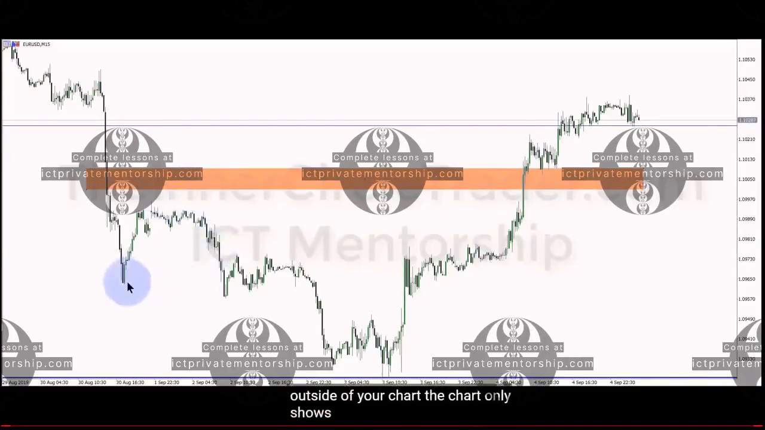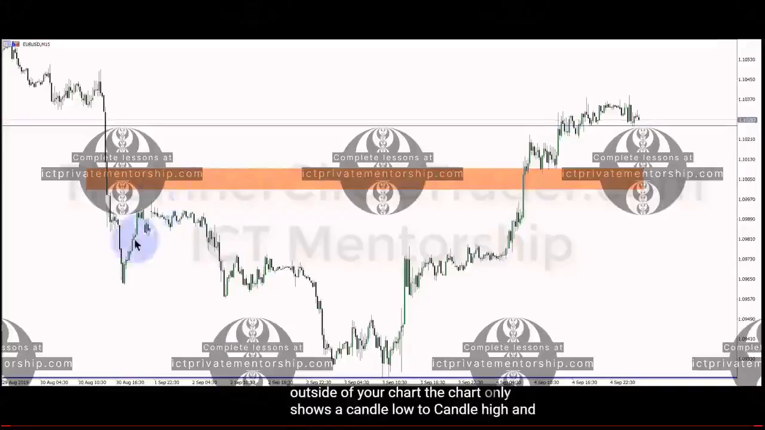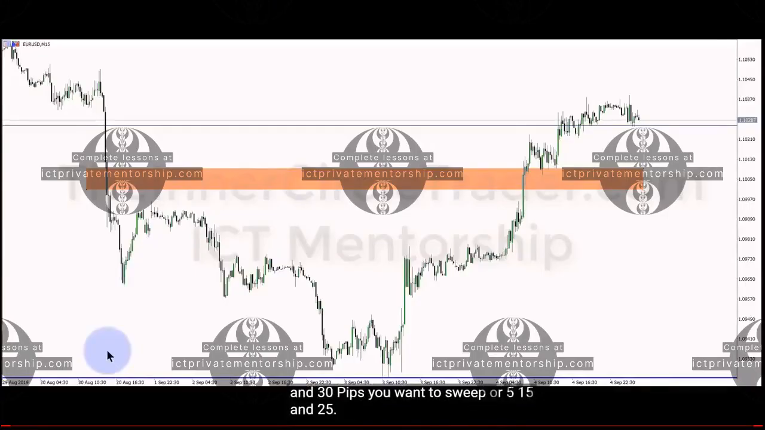What I'm teaching you is where the interbank order flow is, because it's outside of your chart. The chart only shows a candle low to a candle high, and everyone's worried about patterns and levels that create the high and the low. I'm interested in specific price levels above these old highs and below these old lows in the form of a range of 10, 20, and 30 pips on a sweep, or 5, 15, and 25 in terms of grades above and below old highs and lows. Because IPTA will search for liquidity in that manner.